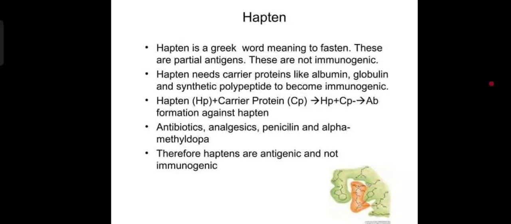This formation is against hapten. Antibiotics, analgesics, penicillin and alpha methyldopa are also haptens, antigenic but not immunogenic. Thank you.